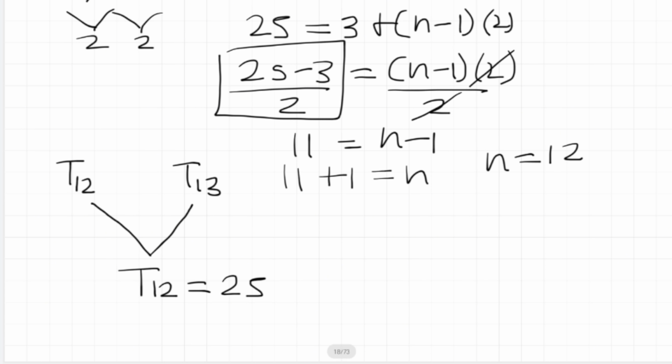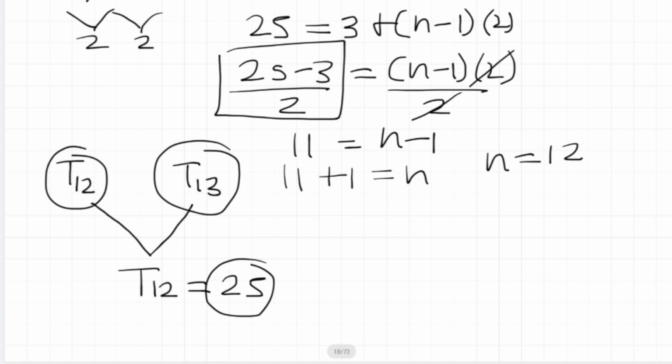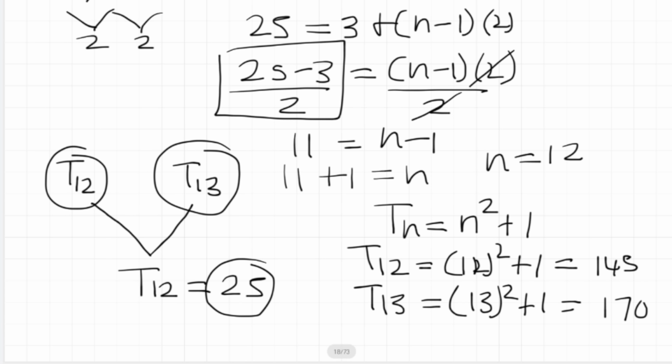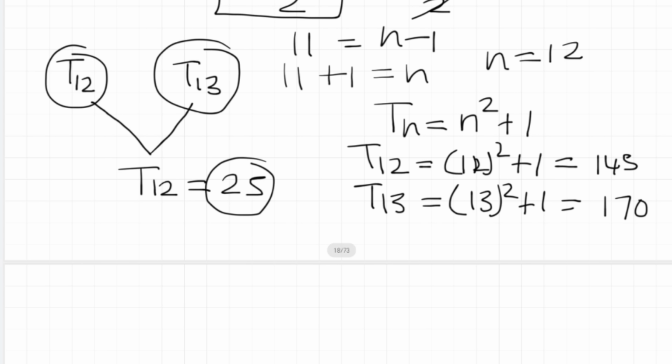So those two consecutive terms that give us 25 are term number 12 and term number 13 of a quadratic pattern. Perfect. We can find it out because we know that our quadratic pattern equation is Tn equals n squared plus 1. So term number 12 of the quadratic is 12 squared plus 1, which gives you 145. And term number 13 is 13 squared plus 1, which gives you 170. And look at this, it makes sense.